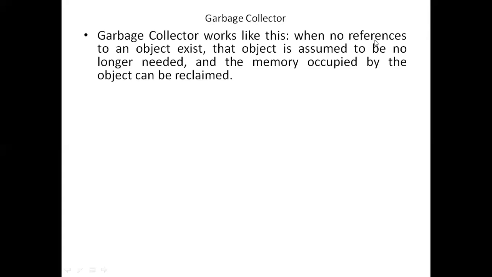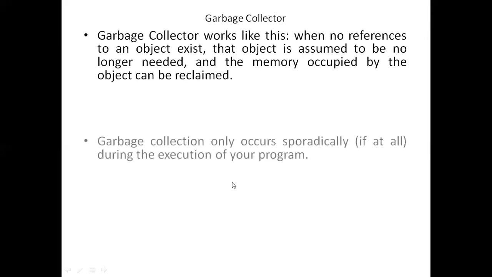When no references to an object exist, that object is assumed to be no longer needed. If there is an object and no references are given to that object, then we say that that object is no longer needed and the memory occupied by the object can be reclaimed. Garbage collection only occurs sporadically during the execution of your program. For example, in your class you created an object and you believe that that object is no longer needed. Garbage collector is not going to come immediately and take it. That happens sporadically.